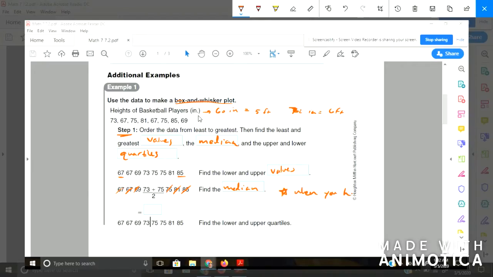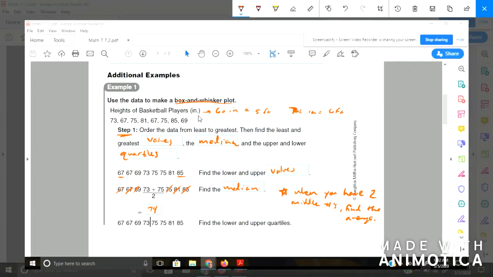When you have two middle numbers, find the average. To find the average of these two, we add them together and divide by how many numbers there are, which is 2. The other way you can think about that, guys, is you can say, here's 73, here's 75. What's in the middle of 73 and 75? Well, it's 74. So our median is going to be 74.